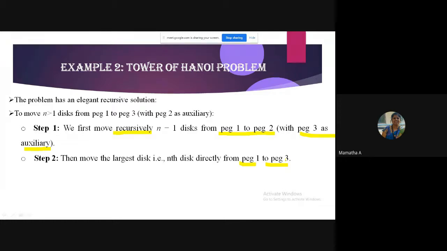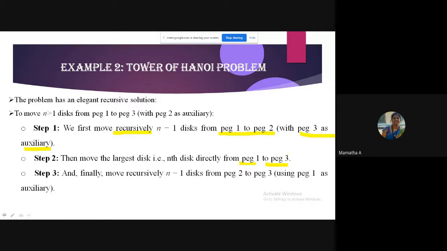What is now the largest disk? It is on the destination. What should I do next? Where are all the remaining disks? Move n minus 1 disks from peg 2 to peg 3 using peg 1, and recursively, that's very important. Then finally move recursively. You should write this keyword. Recursively n minus 1 disks from peg 2 to peg 3 using peg 1 as auxiliary.